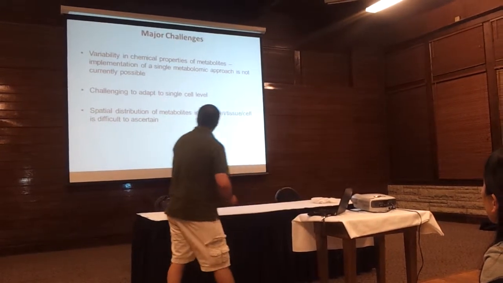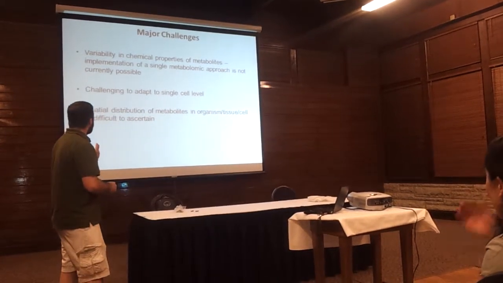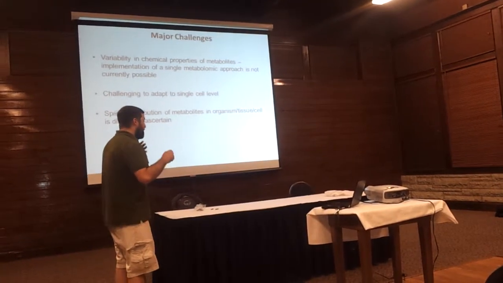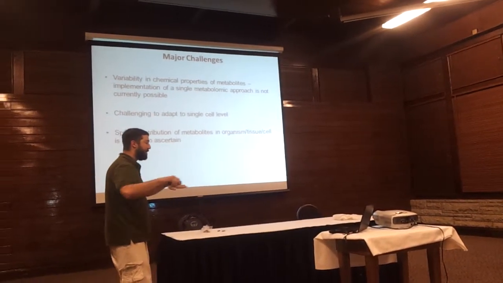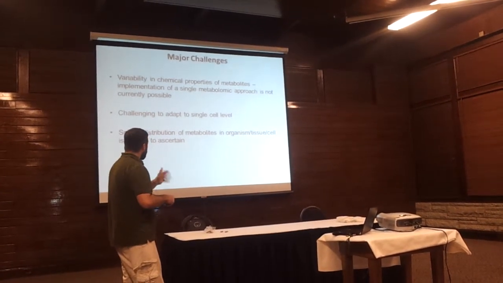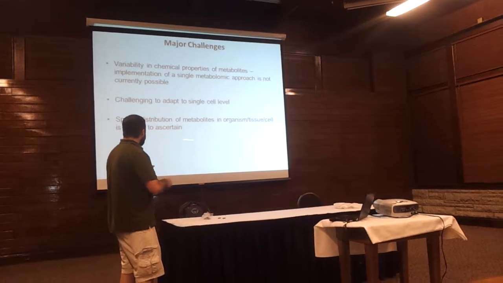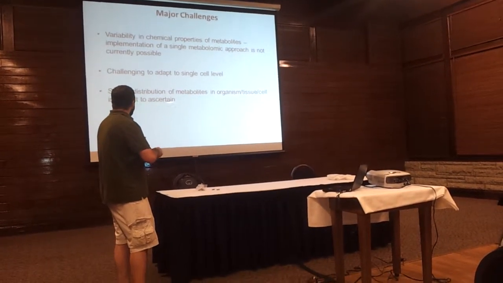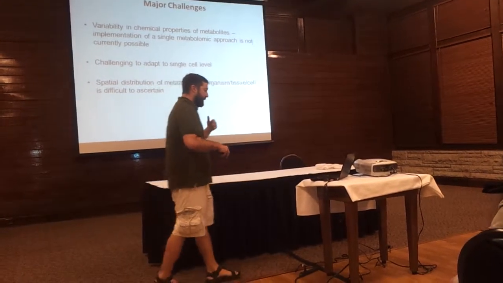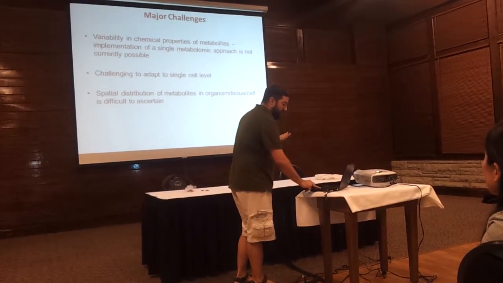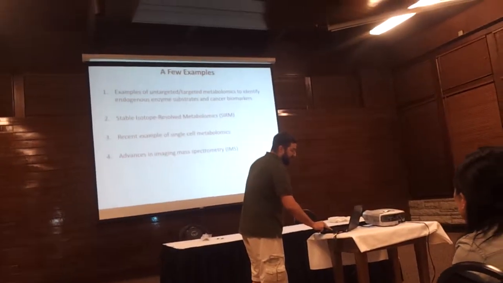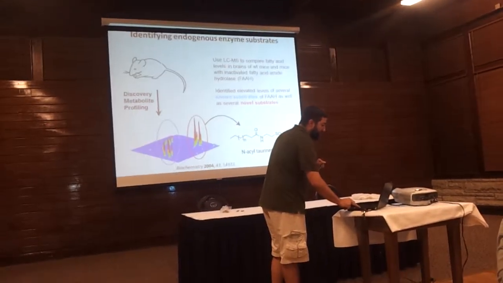But there's some major challenges to metabolomics that I've sort of hinted at. It's basically variability in the physicochemical properties of metabolites. That makes it difficult to develop one approach to analyze everything. And it's challenging to adapt to the single cell level, but we're getting there, and I'll show some examples of that. And still another big issue that we need to deal with is understanding more about the spatial distribution of metabolites. I'll also talk about some recent technologies where people have been employing various forms of imaging mass spectrometry to get at this last question. So I'm going to talk about a few examples.